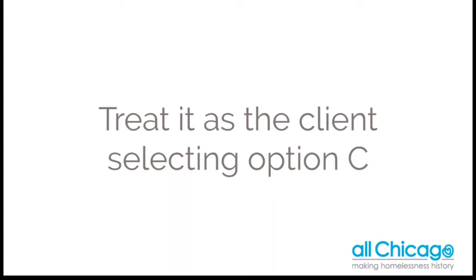And then you're going to want to place this in their record, right? You don't want to just leave it missing from the client record. You want to make sure that the data that you have on file matches what you have in HMIS. So in HMIS, you would then select that the client selected C. You can put a note in saying that the client refused.